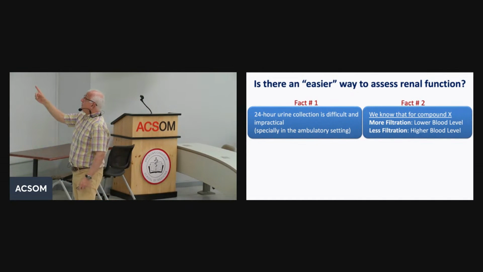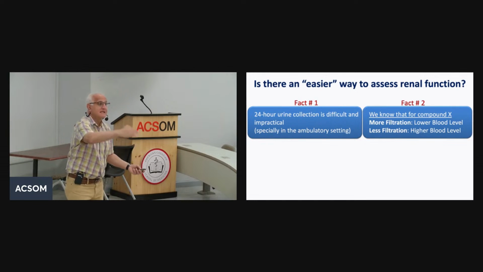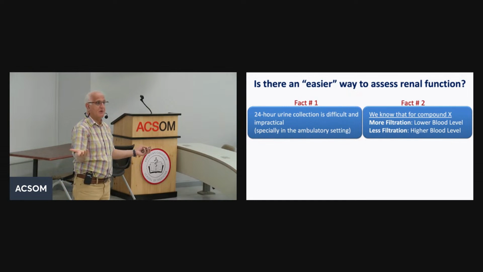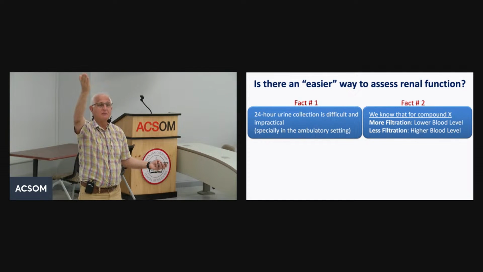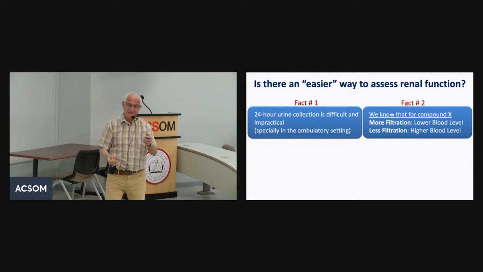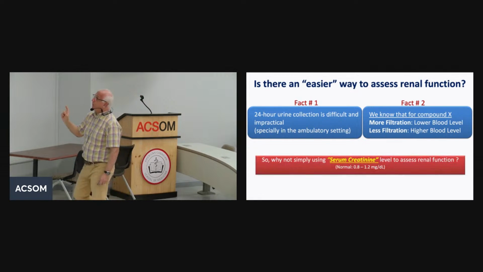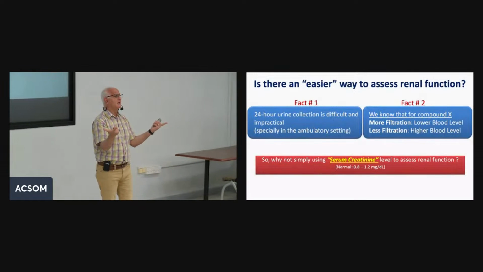Second, we know that for compound X, more filtration means less in the blood, right? It's not rocket science. Less filtration, higher level in the blood because it's not filtered, right? It's really not rocket science. It's just common sense, right? So if you put both of these together, I would say, why don't I use just serum creatinine?